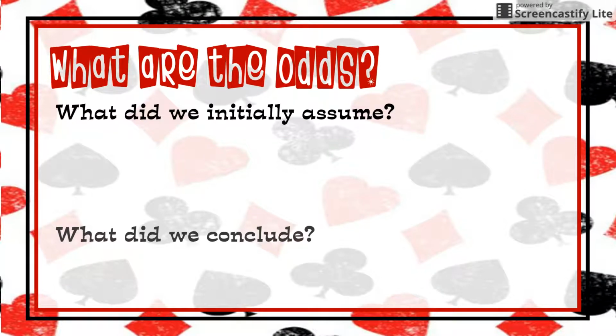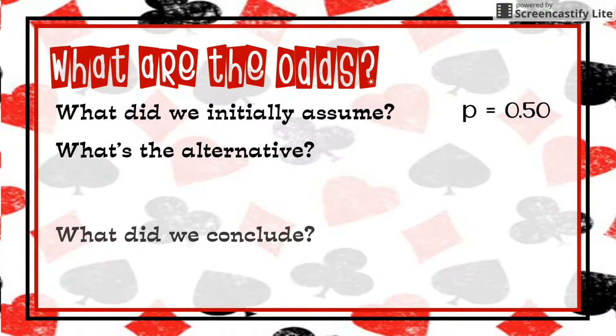Well, here's the problem. We initially assumed that, well, half the deck was black and half the deck was red, or the proportion of red is 50-50. The question is, well, what would be the opposite of that? What would the alternative to that idea be? Well, probably that the deck is not fair. Something's going on. It's not quite right. Or the proportion is not, in fact, 50-50. It's something else.